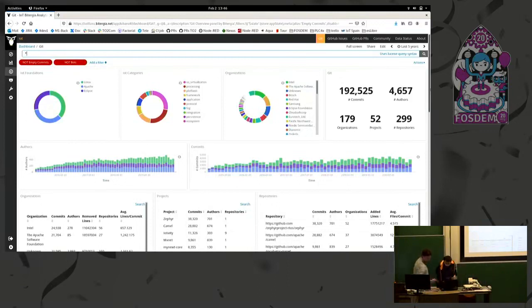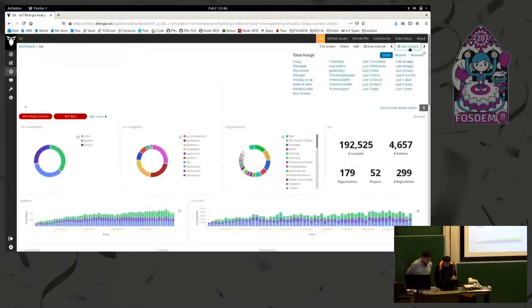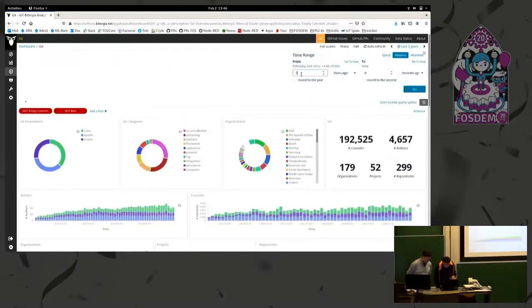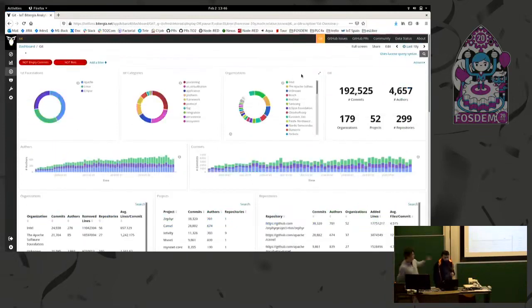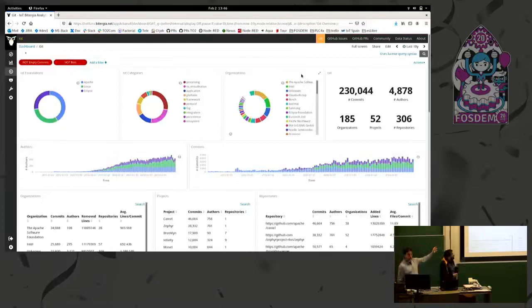Okay, so if we want to have the complete history for the last 10 years, this is how you can change the timeline that you are analyzing. You can see that the data is automatically reflected here, and now we are analyzing the last 10 years, while before we were analyzing the last 5 years.